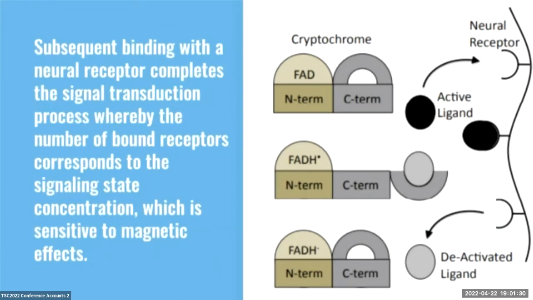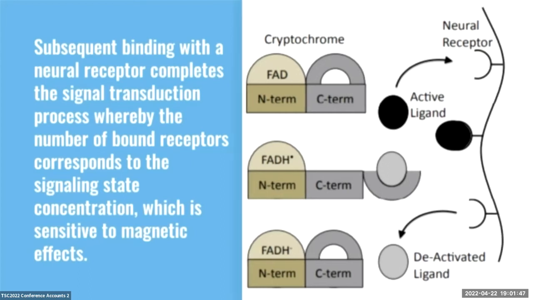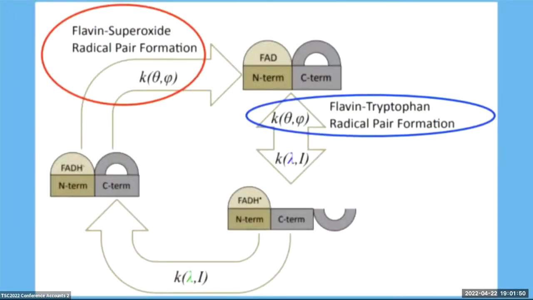Most crucially, the time flavin spends in this light-activated signaling state depends on its orientation within a magnetic field. So changes in magnetic field orientation may be signaled to the brain via fluctuations in the signaling state concentrations. The rates at which flavin cycles through each state is governed by both light-dependent rates and magnetically sensitive rates. This magnetic sensitivity arises when flavin, in its fully reduced state, donates an electron to another molecule like oxygen or tryptophan, thereby forming a radical pair.